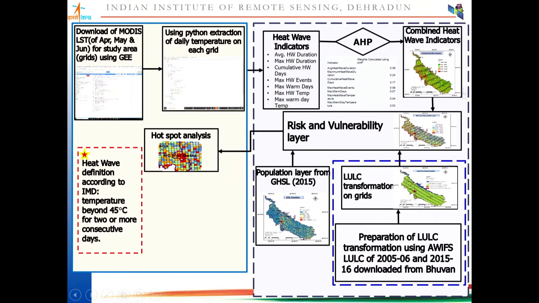They have been combined using AHP, the analytical hierarchy process, and based on that one layer was created. And to do the hotspot analysis, LULC and population layers from GHSL were also integrated to identify risk, vulnerability and hotspots.